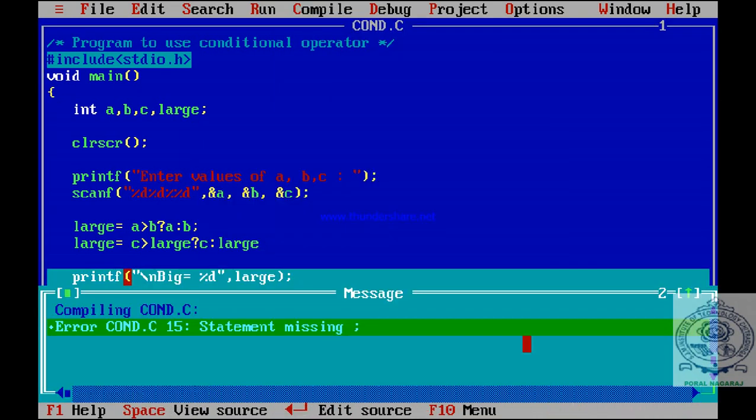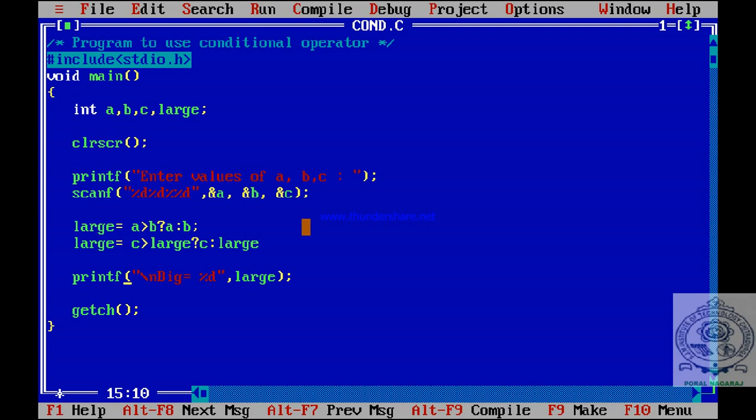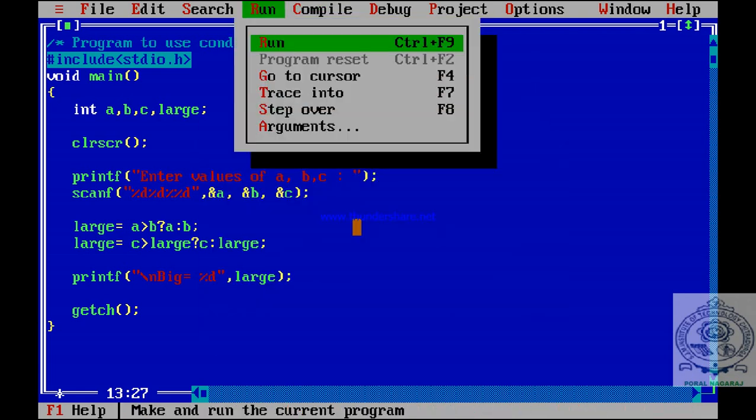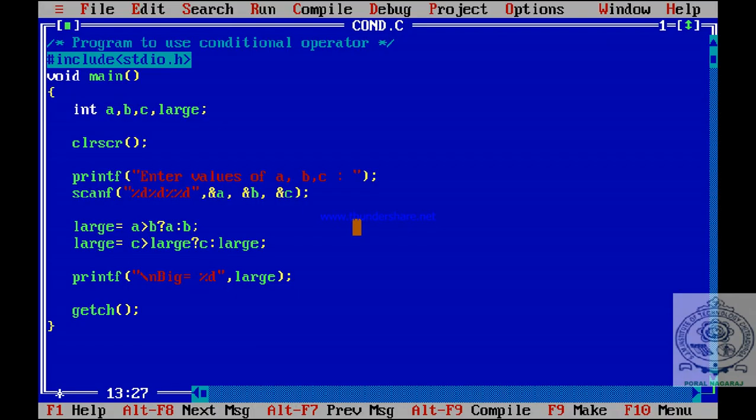One error is there. The statement is missing a semicolon. Here we have not terminated the statement with a semicolon, so write a semicolon. Okay, this is how you enter the values of a, b, c. Now I will enter 10, 20, 30. So what is large? 30. Print percentage d of large. It's not giving the output properly, because the system is overloaded.